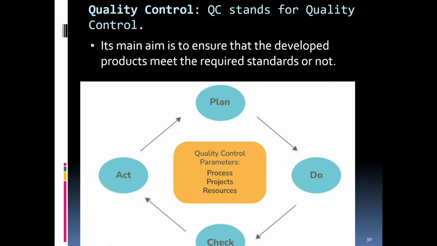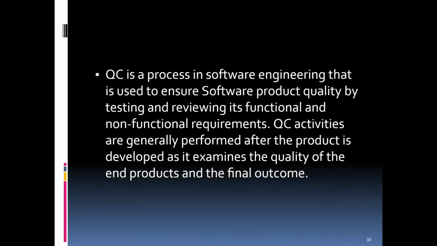Then there is quality control, QC. It mainly aims to ensure that the developed product meets the required standard or not. The required standards are what the end user or the client wants. So the QC's main aim is to ensure that whatever product you have made meets the standard requirements. QC is a process in software engineering used to ensure software product quality by testing and reviewing its functional and non-functional requirements.